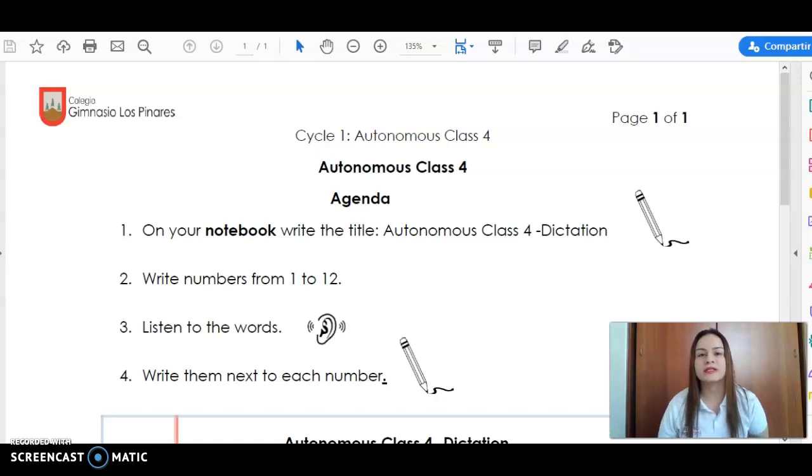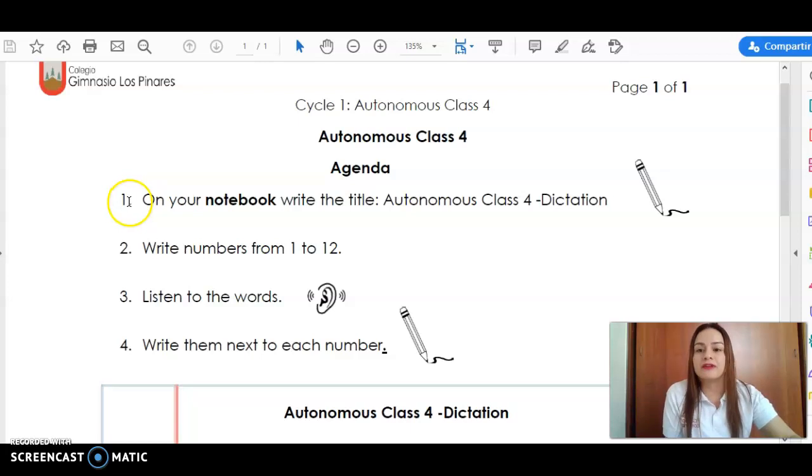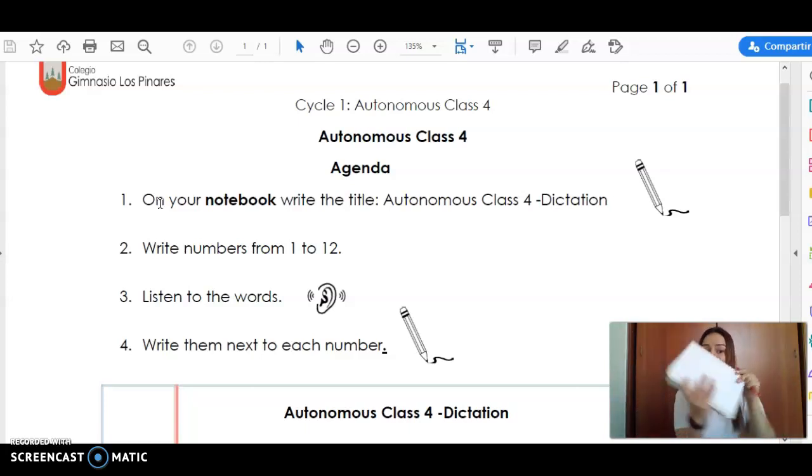This video is to explain the class number 3 of the autonomous. So you are going to do it alone, okay? So this is the agenda. The first point is to have your notebook. Do you have your notebook? If you don't have, take it. I have my notebook. Look at my notebook.